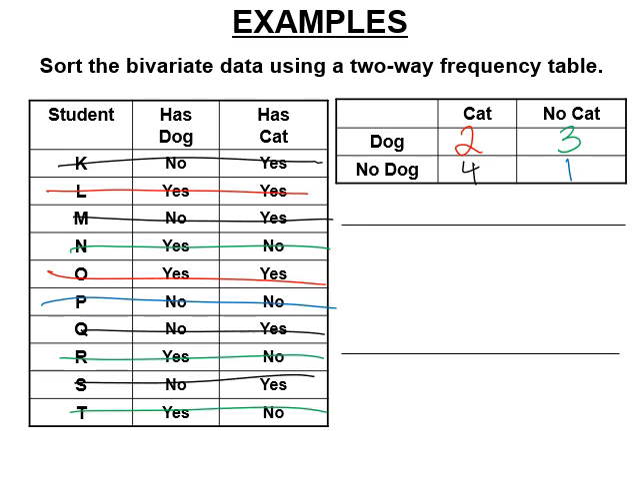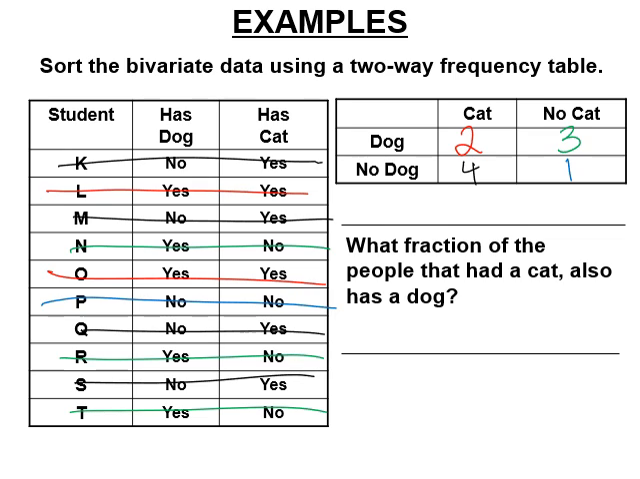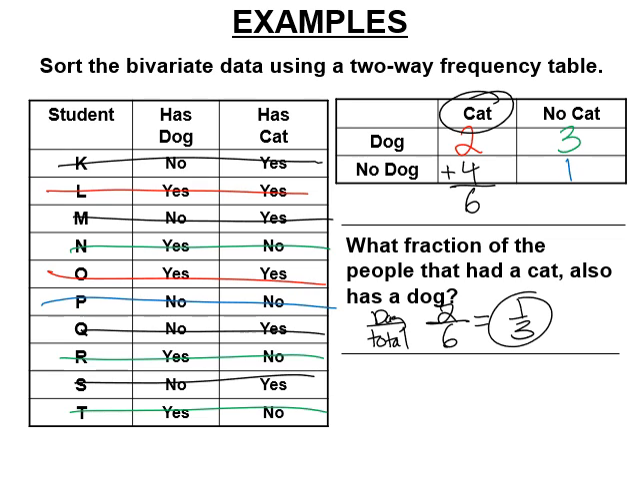Now let's answer questions. What fraction of the people that had a cat also had a dog? So right, there were 6 total people. You just add up the rows, column there. So there's 6 total people who had a cat in this group. And of those 6 people, 2 of them had a dog, or 1/3 of the cat owners also had a dog, which means 2/3 of the cat owners did not have a dog, right? Because it has to add up to 1 whole.